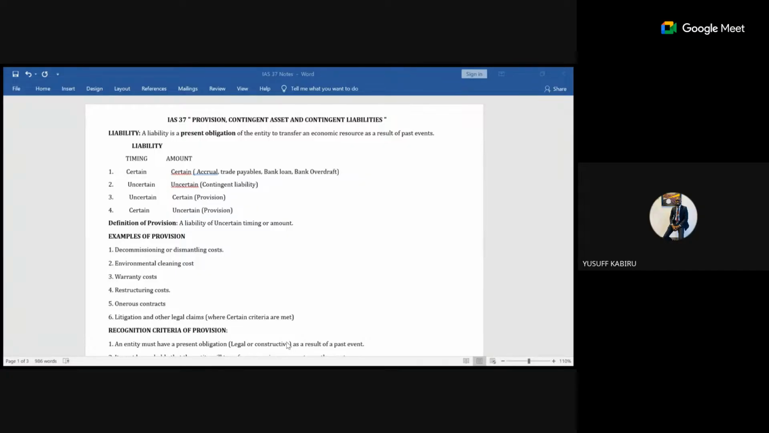Our topic for tonight is IAS 37, provision, contingent asset, and liability. IAS 37 deals with the prescription on how to recognize provision, contingent assets, and contingent liability in the financial statement. IAS 37 was introduced to curb unethical practice in accounting.